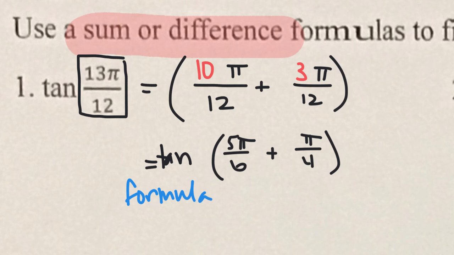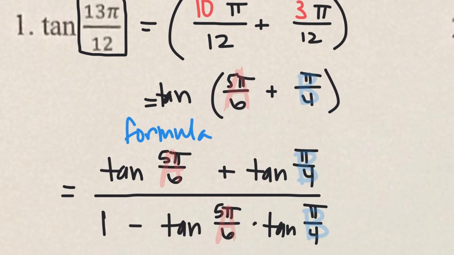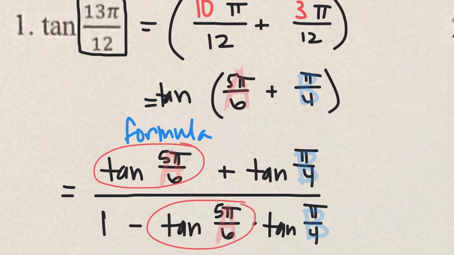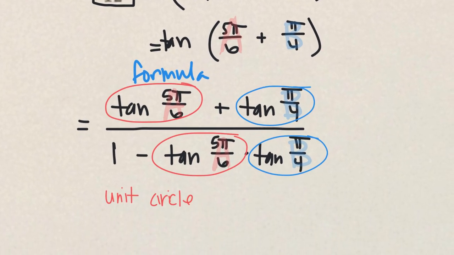So make sure you have your formula somewhere for tan. And it looks like this. So after we plug it into the formula, now we're going to go to our unit circle. And from our unit circle, we're going to write down the tangent of 5 pi over 6. And we're going to write down the tangent value for pi over 4. Okay, so we're going to replace these things with their unit circle fractions. Okay, and that will look like this.